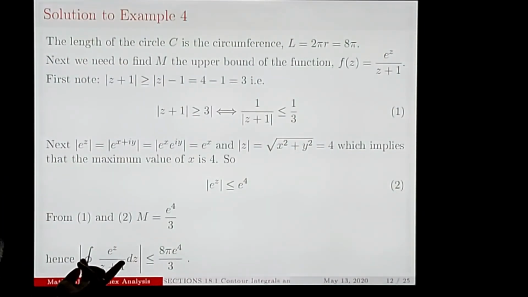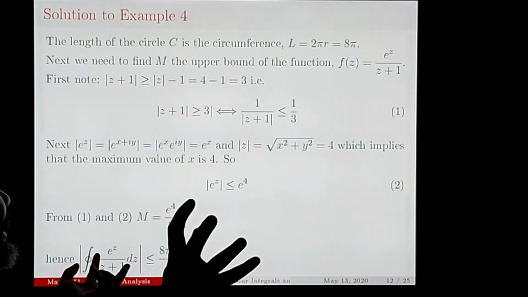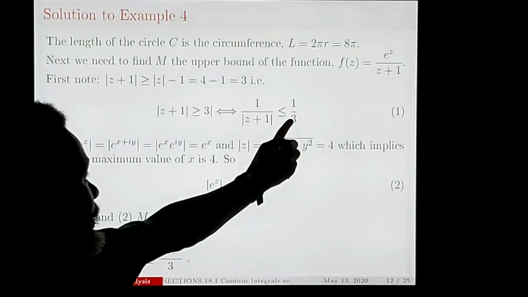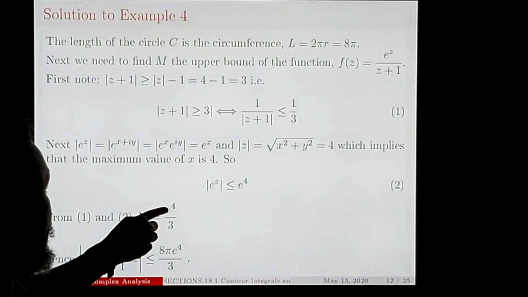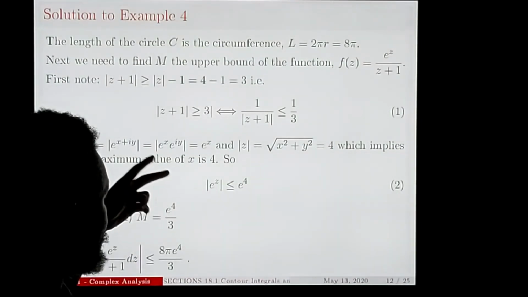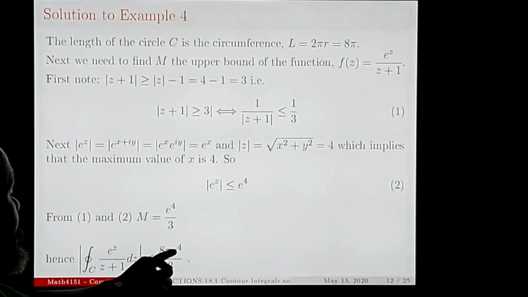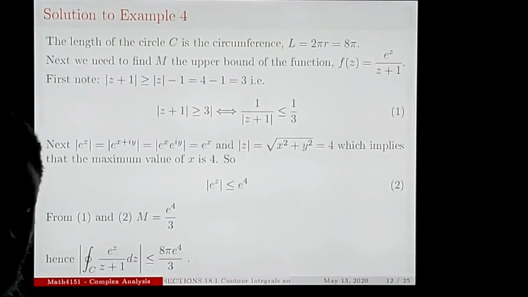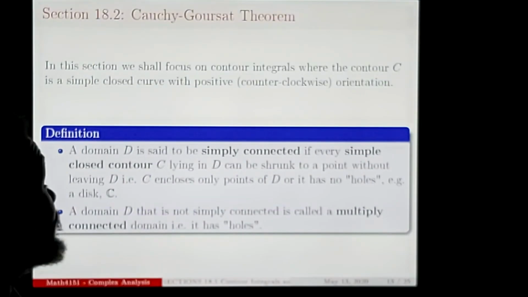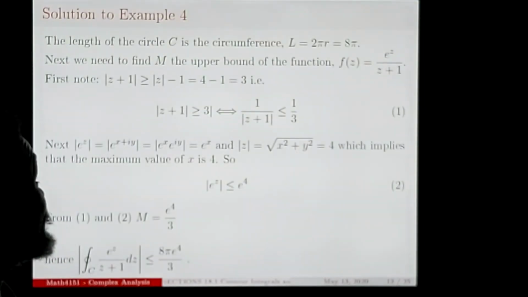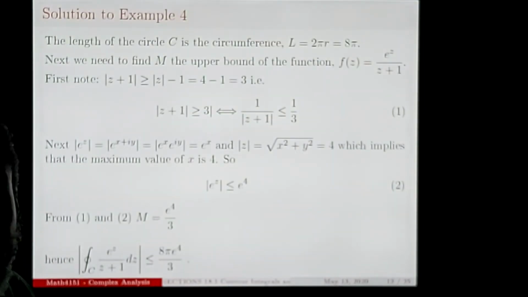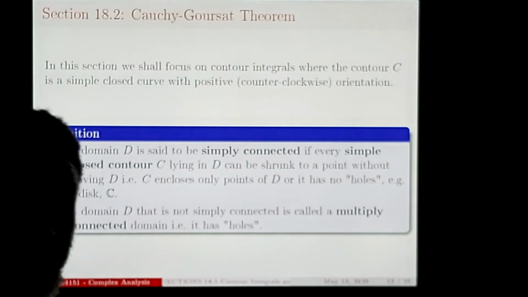Hence, the bound for what we were asked to do is ML. So it's just this number times 8 pi. So it's 8 pi e raised to 4 over 3. And that's it, ladies and gentlemen. Congratulations, you have finished this section. So next is 18.2, which we'll do in the next video. See you shortly.